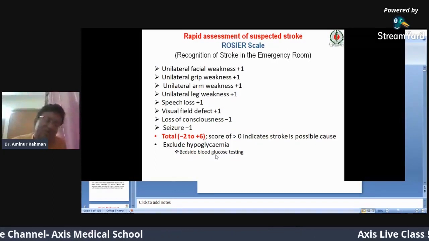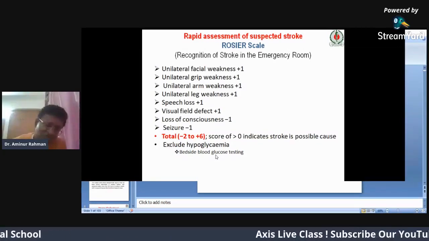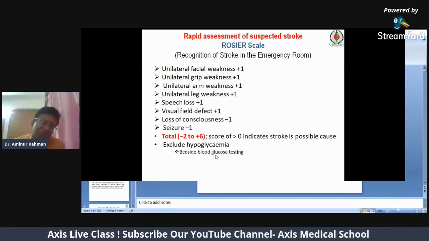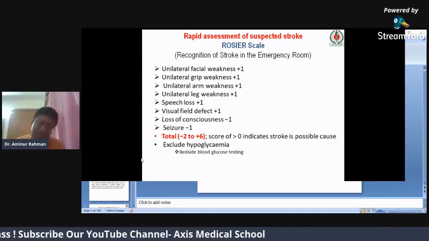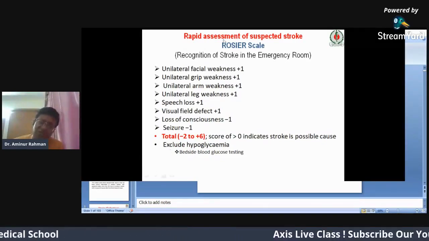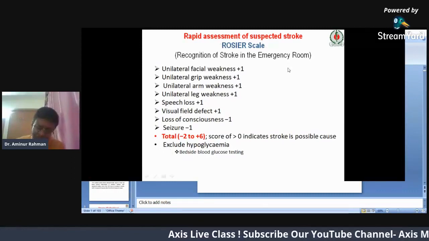If the patient has hypoglycemia, sudden loss of consciousness, speech loss, speech difficulties, and visual loss may all occur. So you must exclude hypoglycemia. This is the important scale, the Rozier scale.